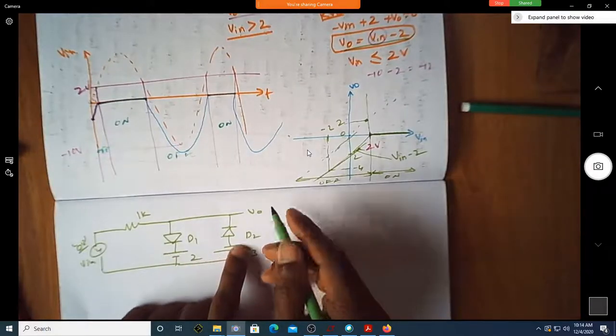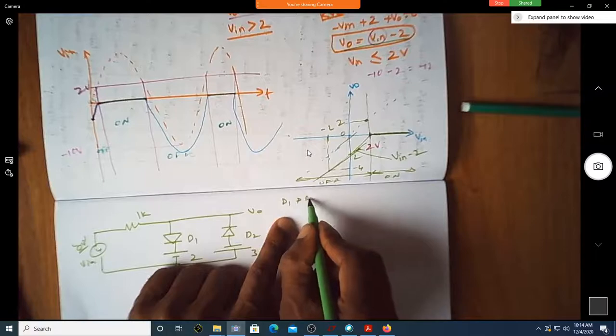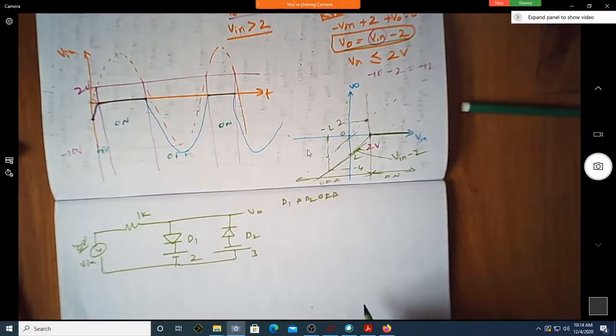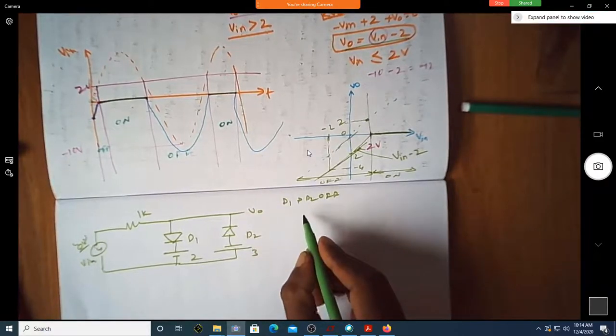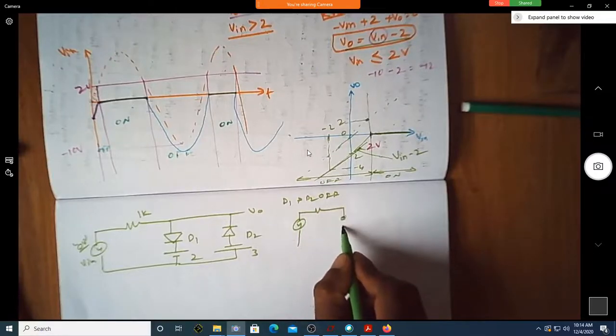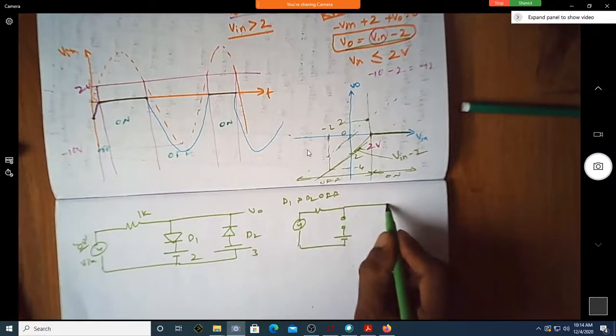So one of the equivalent circuits we have to write is, when D1 and D2 both are off, how does it look? Correct? Yes, sir. So when both are off, how will the circuit look? Is it something like this? Yes, sir.